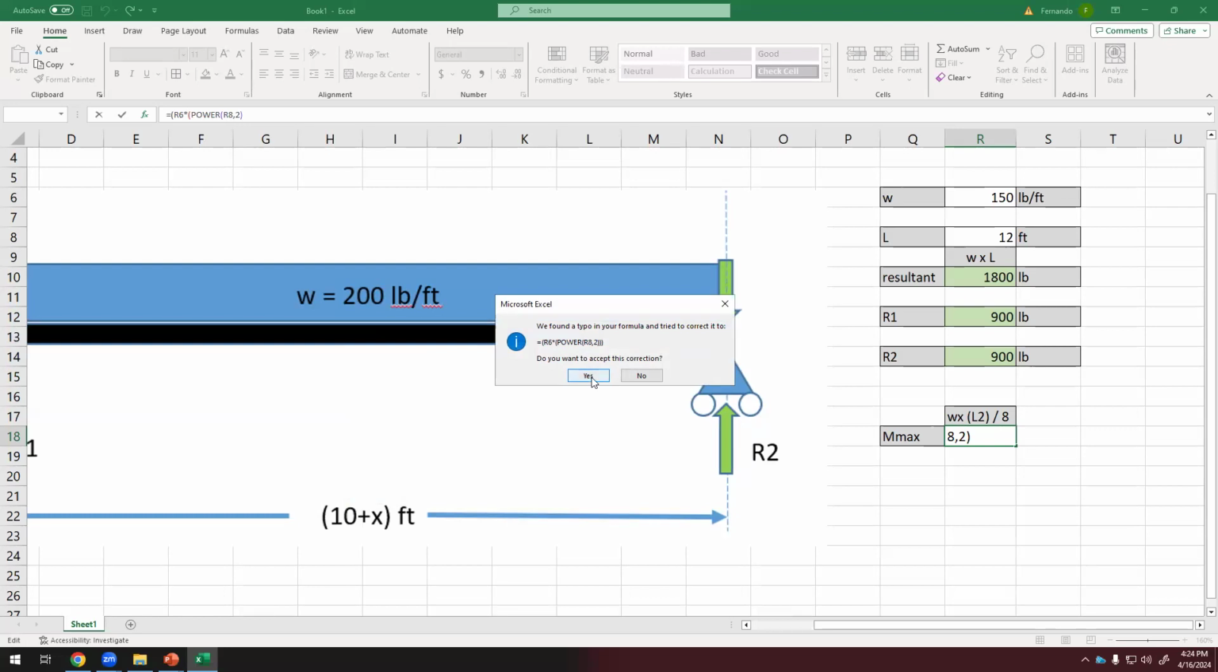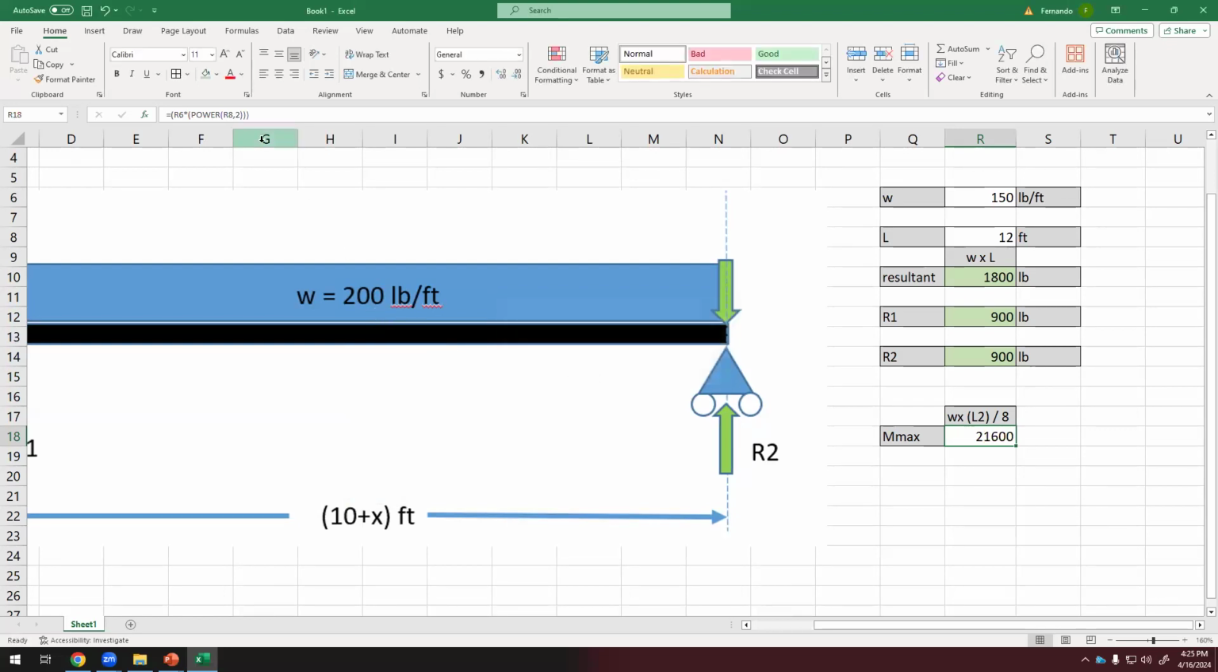Do you want to accept this correction? Yes, but we're not done yet. Okay, so here we have W times L squared. But I have to divide this by 8. Look at how many parentheses we have here. Okay, I can't zoom in because I zoom in, but only the cells. I don't zoom in here.